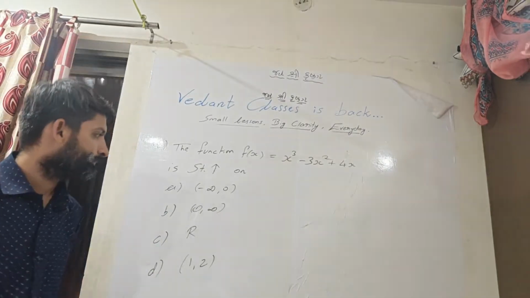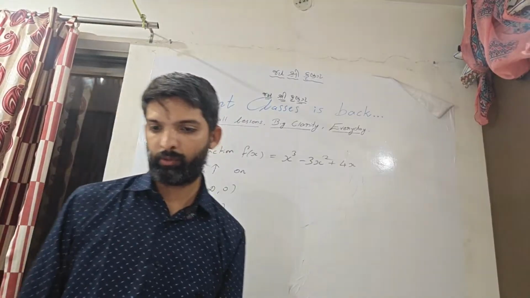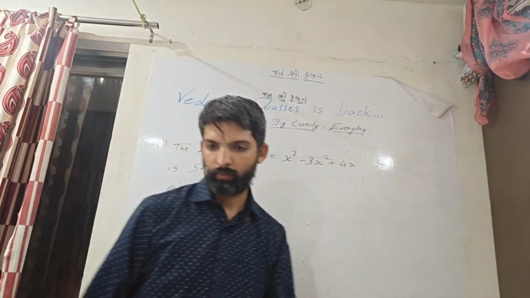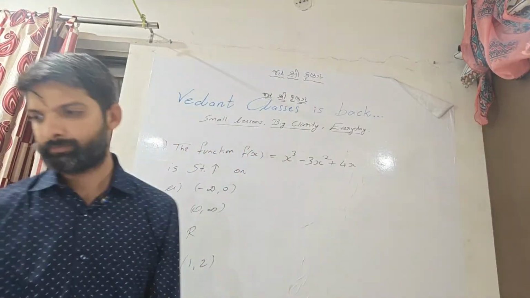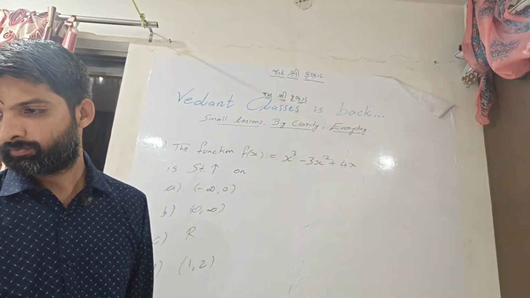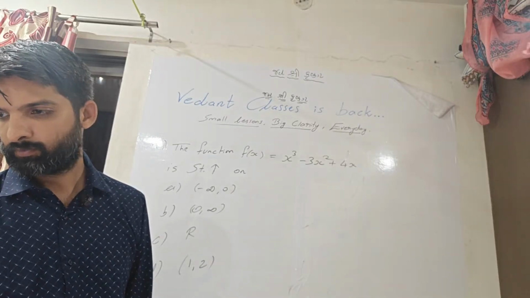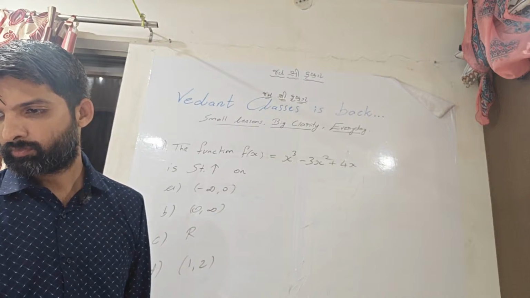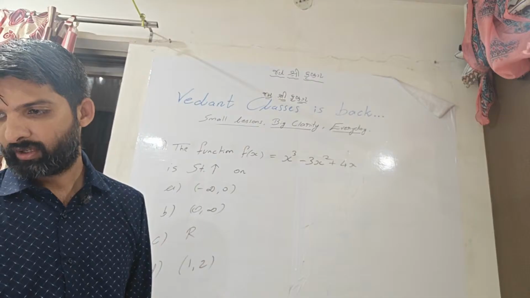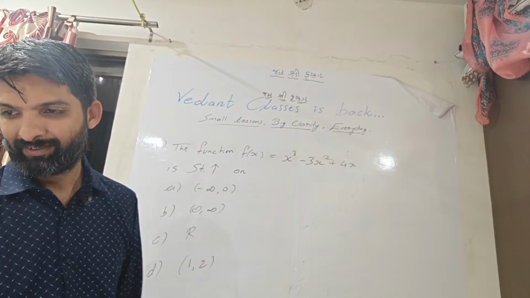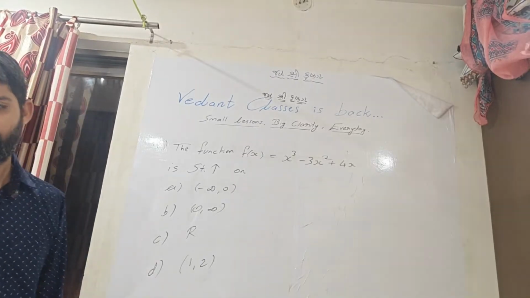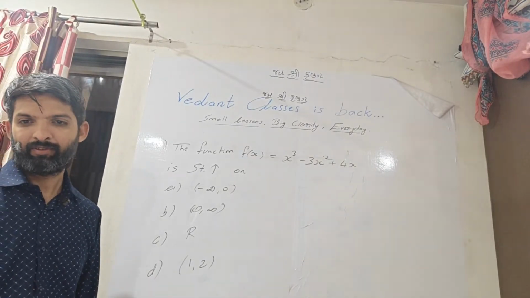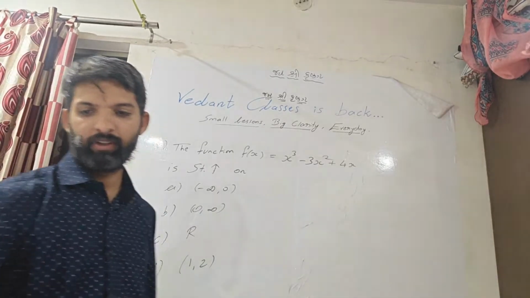Okay, option A, minus infinity to 0. Try to solve it. Don't say A because everyone is saying A. Okay, option C.